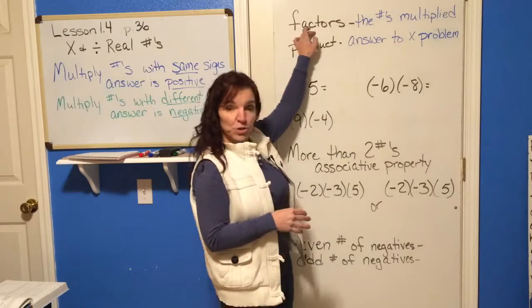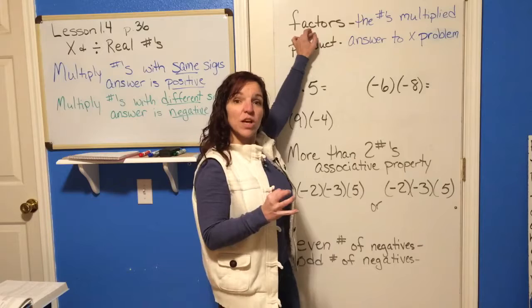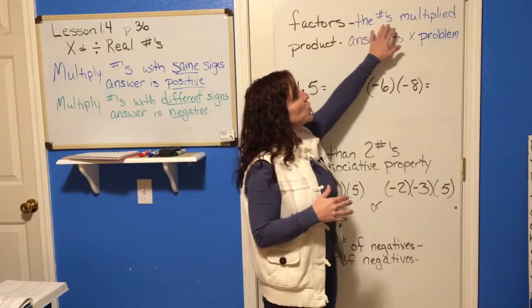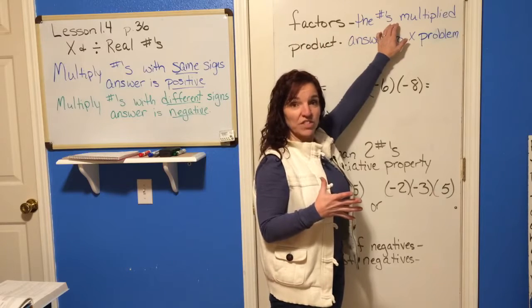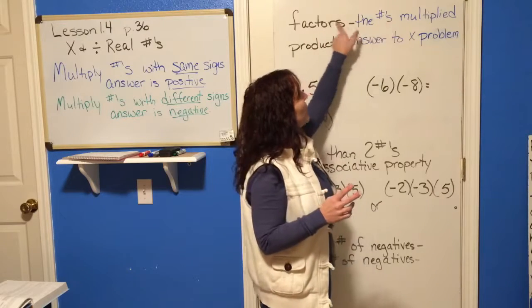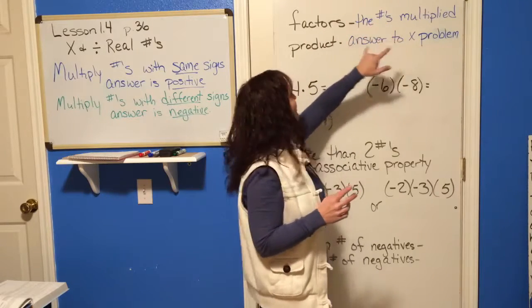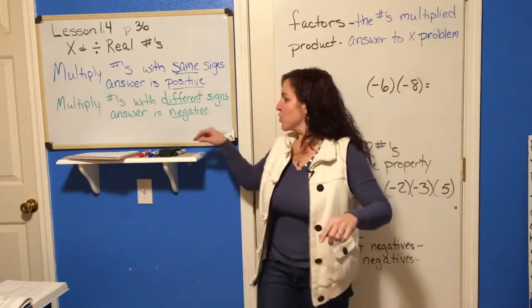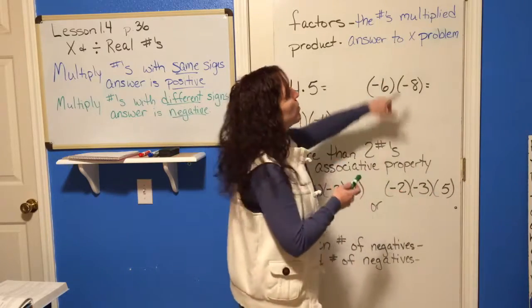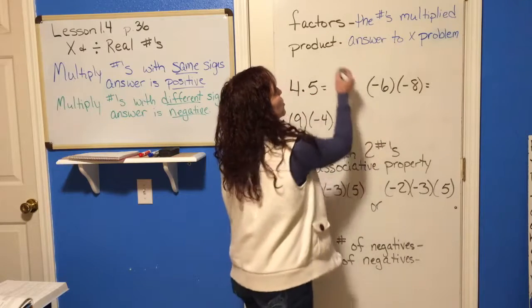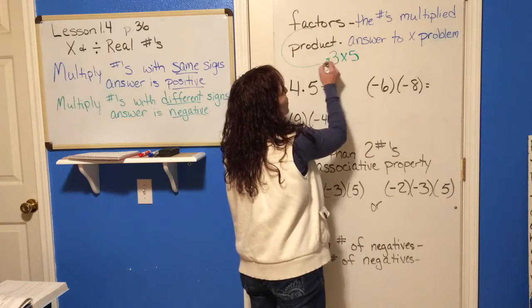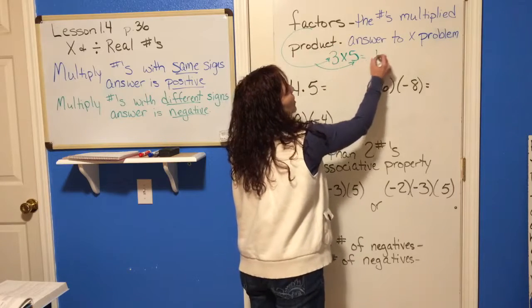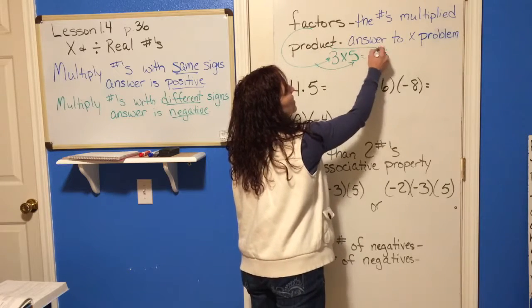The first is factors. If I talk about factors, what I mean is the numbers that you multiply together. So if I say 3 times 5 equals 15, the 3 and the 5 are factors. Those are the numbers that you multiply. The product is the answer to a multiplication problem. So 3 times 5, the factors are the 3 and the 5, equals 15. The product is the 15.